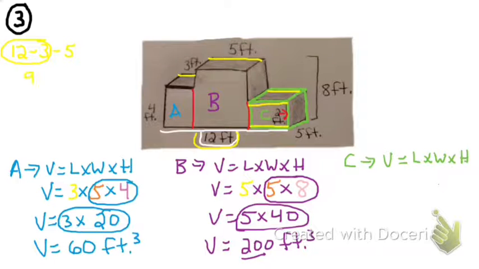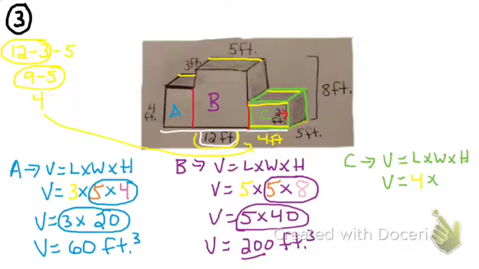So 12 minus 3 equals 9. Bring down my minus 5. 9 minus 5 equals 4. So the length of C has to equal 4 feet. And that makes sense, right? Because if I add up all the lengths, 3 feet for A plus 5 feet for B equals 8 feet, plus 4 feet for C will equal 12 feet, and of course that's my total length. So that sounds like it makes lots of sense and is the correct answer. So under letter C in green, under my length, I'm going to put a 4.